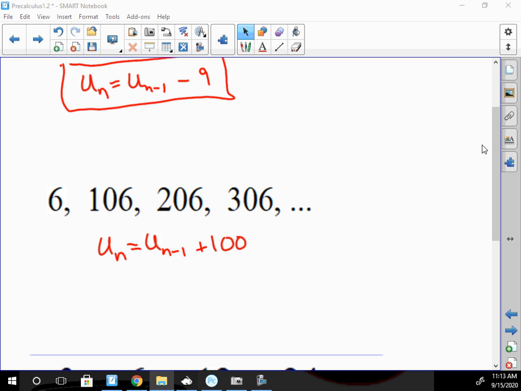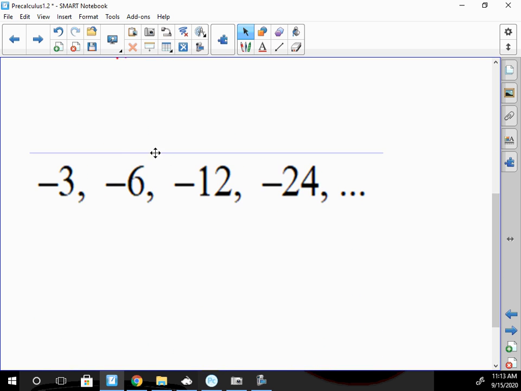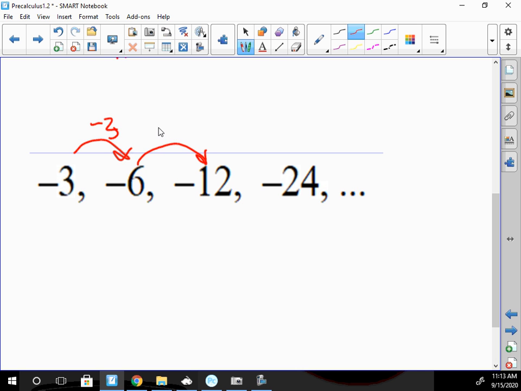Unfortunately, we're not always going to be adding and subtracting numbers, though. If I look at this one, going from negative 3 to negative 6, I can subtract 3. But going from negative 6 to negative 12, I'm not subtracting 3, I'm subtracting 6. Going from negative 12 to negative 24, I'll be subtracting 12. So that's not going to work for this one. Let's see if I can multiply it by anything to get the next term.